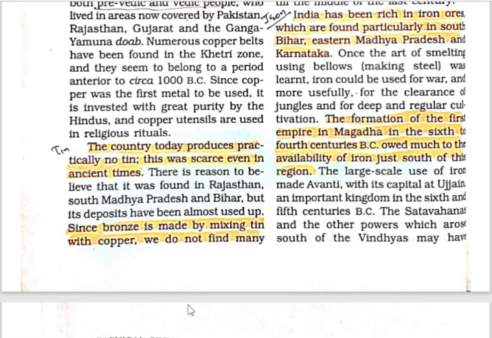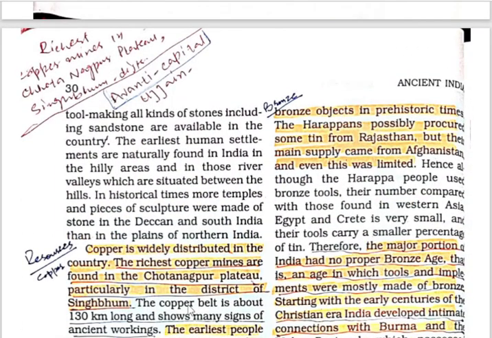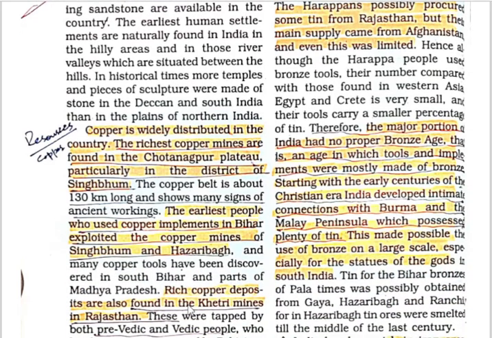So you must be knowing that bronze is made by mixing tin with copper, but we do not find many bronze objects in prehistoric times. So the Harappans possibly procured tin from Rajasthan, but their main supply of tin came from Afghanistan, but even that was limited, right? So that is why we see that a major portion of India had no proper bronze age. So that is an age in which tools and implements were mostly made of bronze.